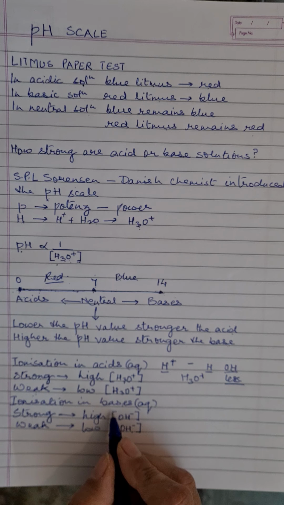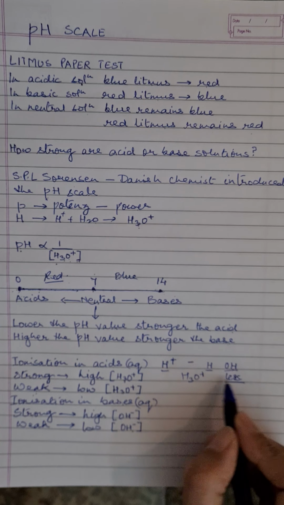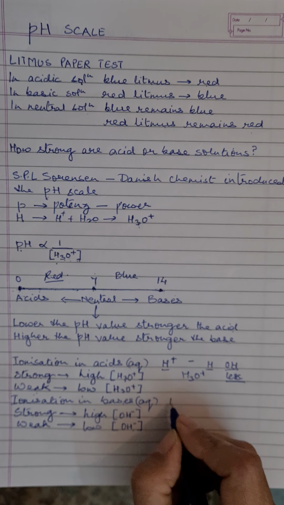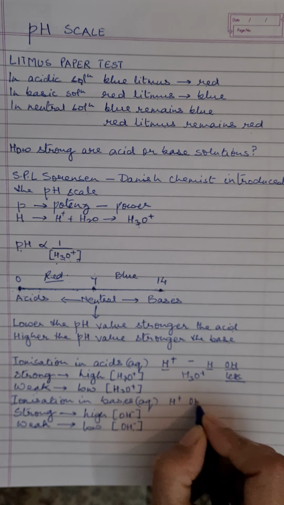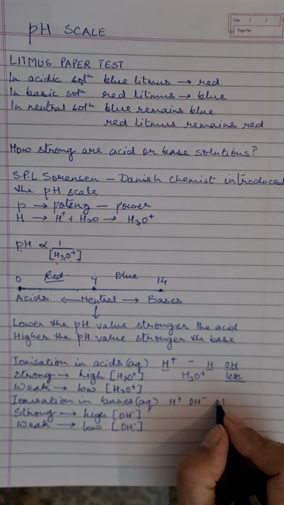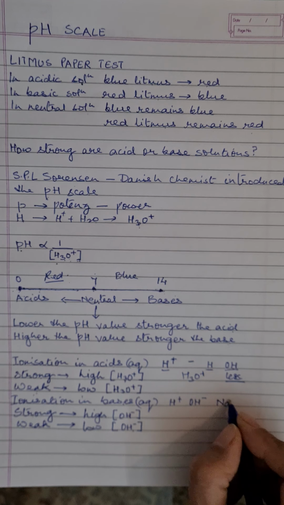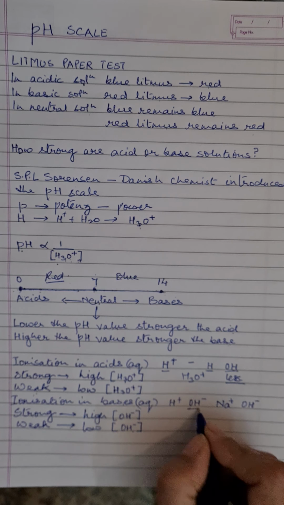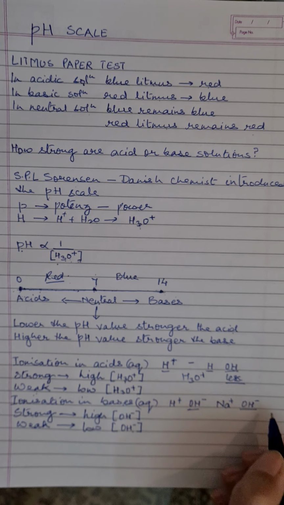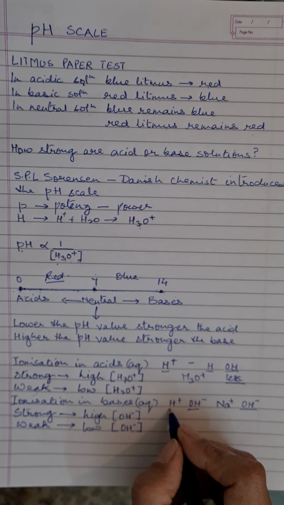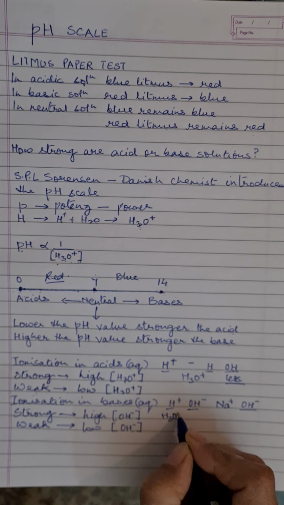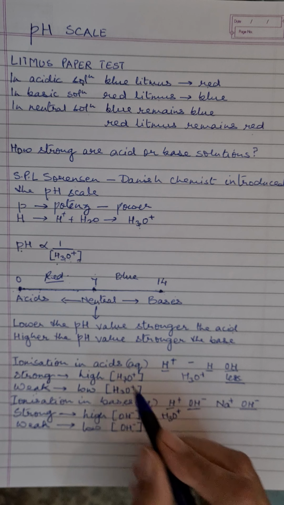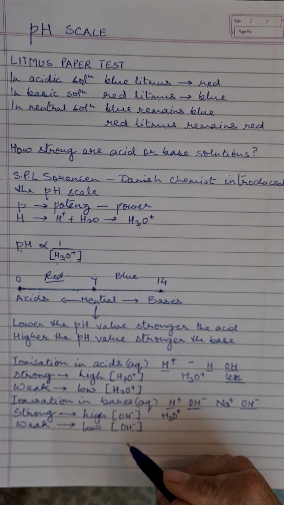Similarly, in bases also, due to the auto-dissociation of a very small number of water molecules, we would have the hydrogen ions and we would have the hydroxide ions. For example, if I'm taking sodium hydroxide, I would have the sodium ions and I would have the hydroxide ions. So the number of hydroxide ions in relation to the hydronium ions here is very large. So that's what is happening in acids and in bases.